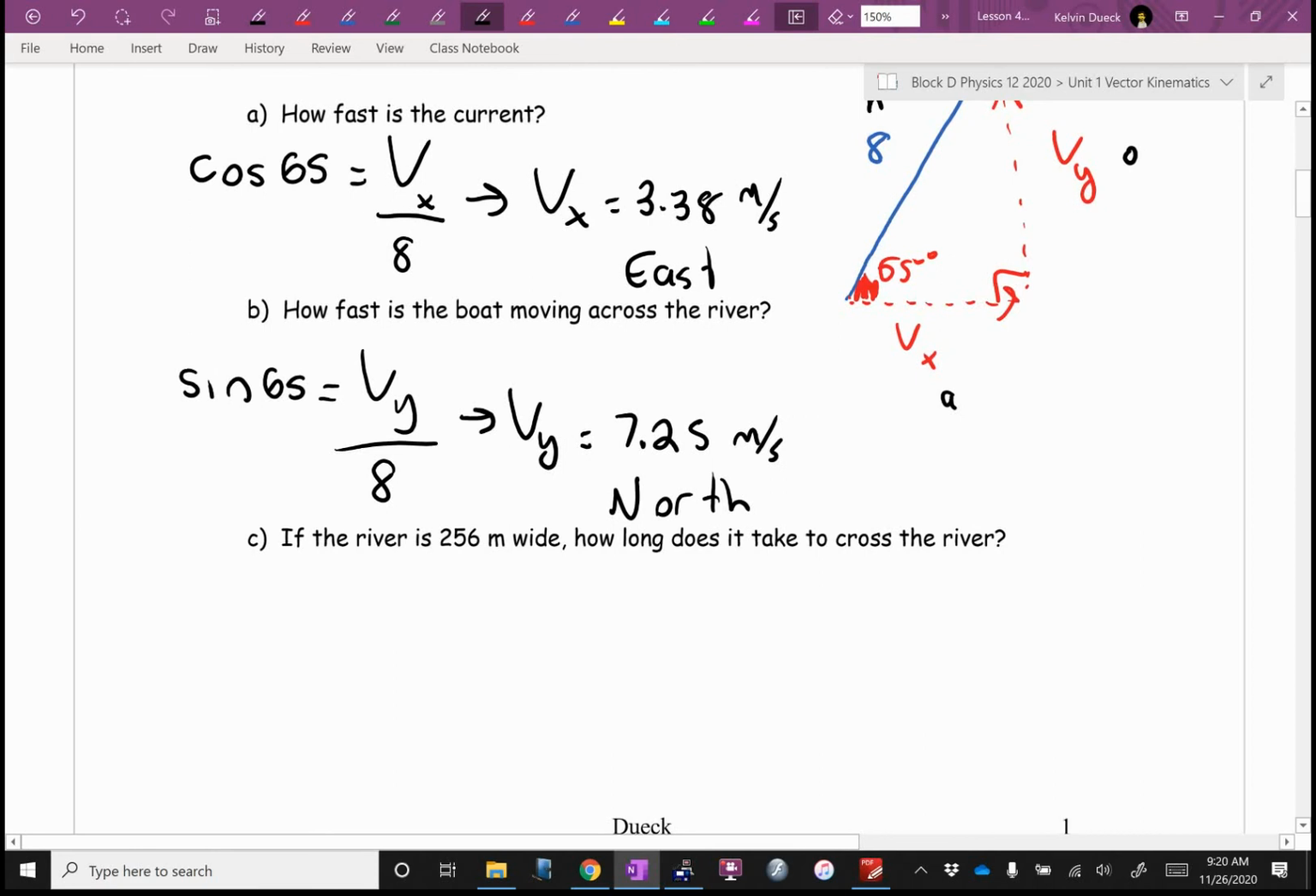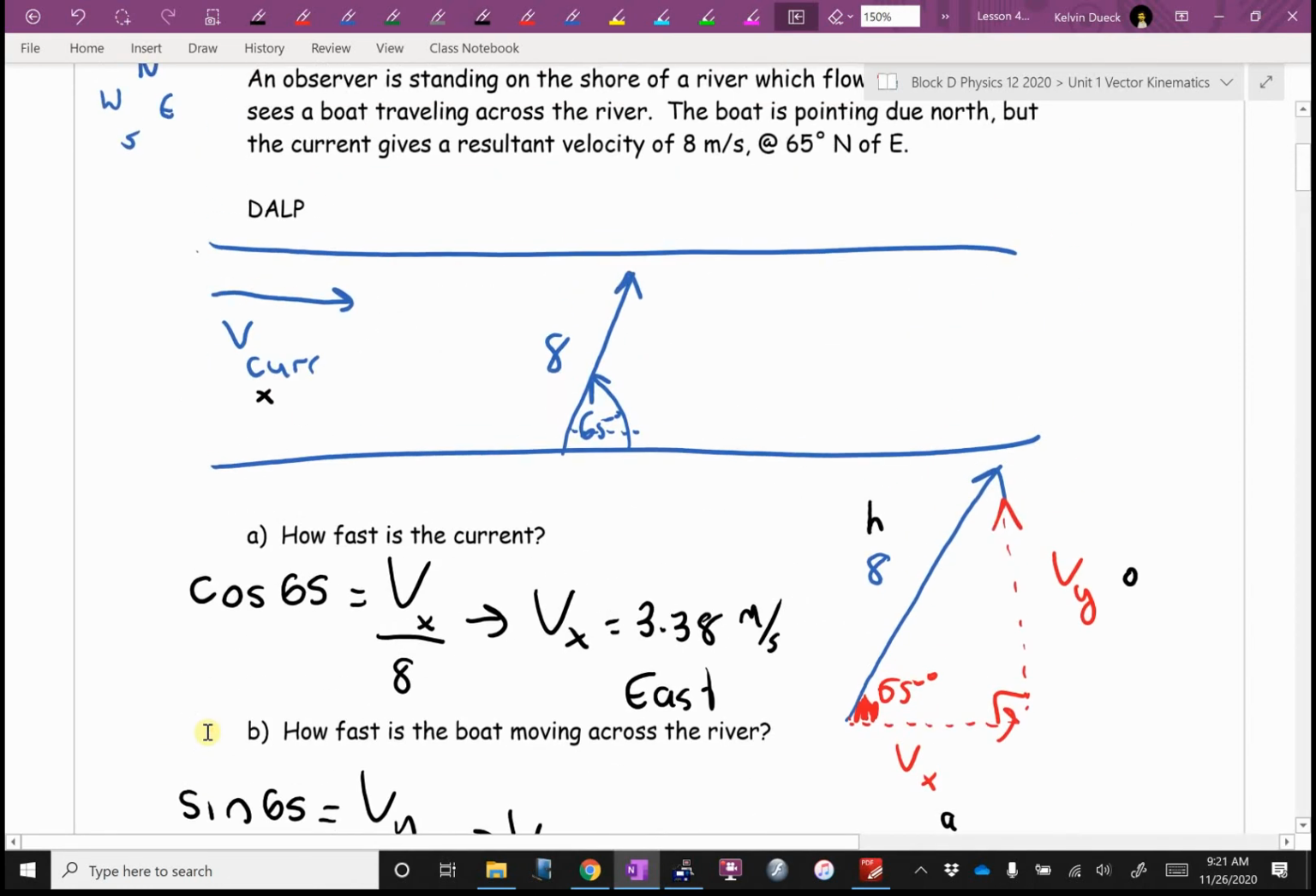C. McKenna, can you read C to me, please? That'd be this way, yes? That's a distance. That distance, is it an x distance or a y distance?